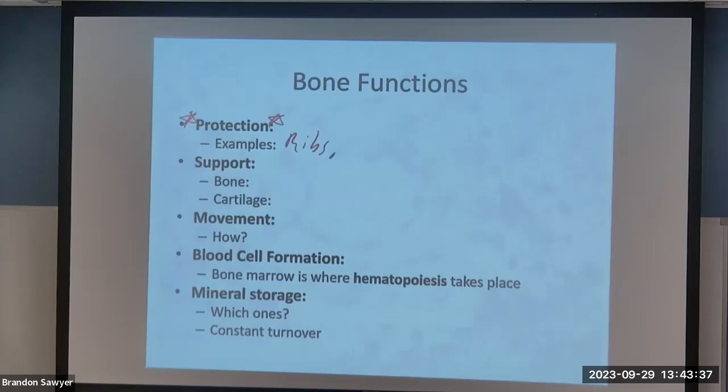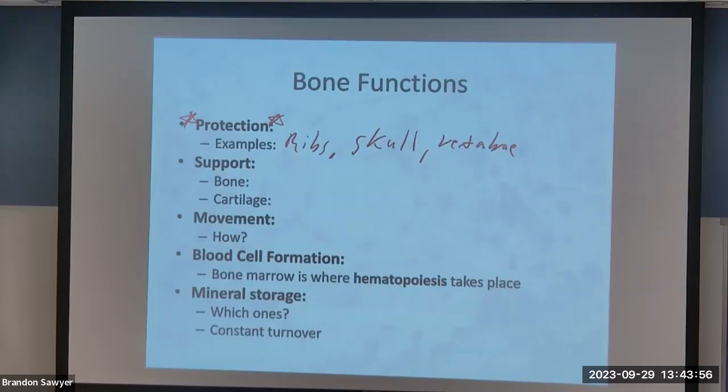What else? What would be some other ones? Skull, for sure, protecting our brain. Vertebrae, right? We got that hole down the middle of our vertebrae where our spinal cord goes. So vertebrae are very important for protecting our spinal cord. Okay, yeah, those are some great examples there.